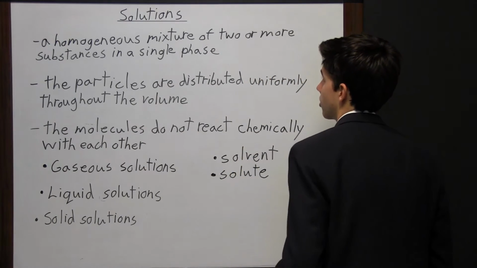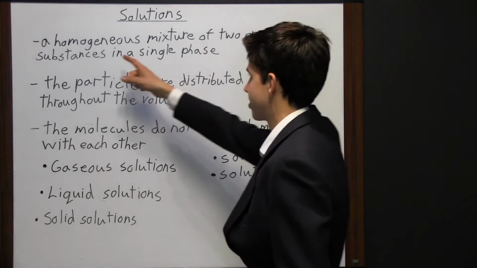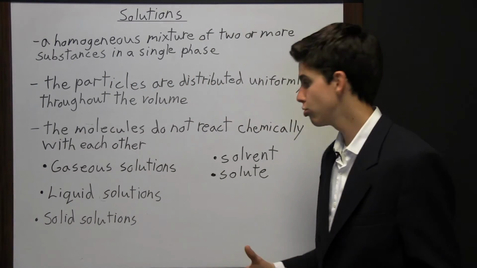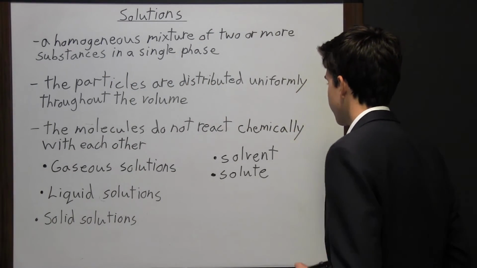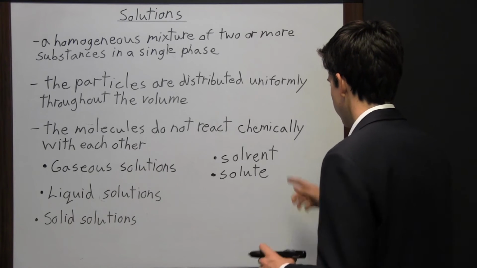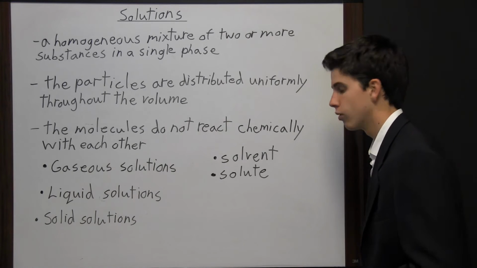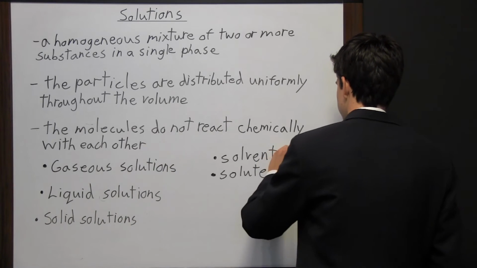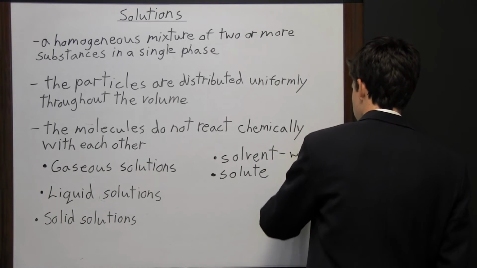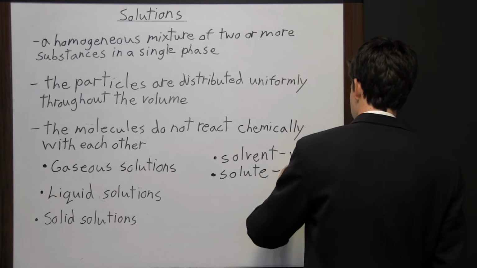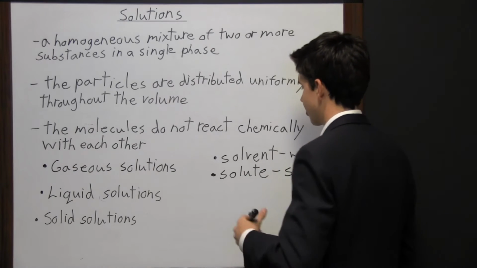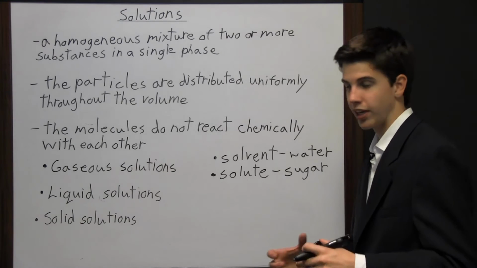Now, like we said, a solution can be made up of two or more substances, but here we're just going to pretend that there's two substances. So we have one solvent and one solute. So consider water and sugar. The solvent here would be water, and the solute would be sugar. So the solvent is what is dissolving something, and the solute is what is being dissolved.